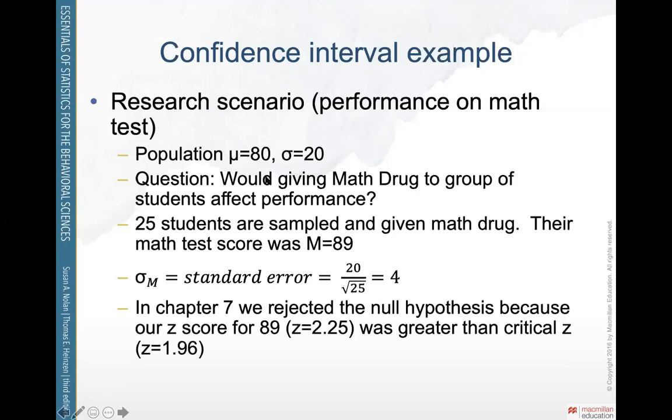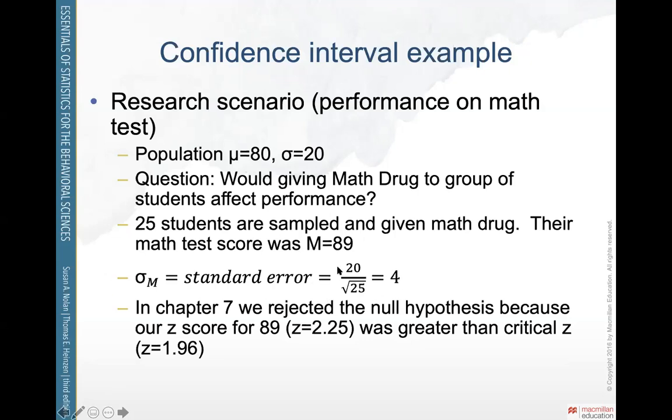So our population mean, just to remind us of this example from Wednesday, was 80. That's the score of people on the math test who didn't take math drug. The standard deviation was 20. The question we asked was, given math drug, does it affect people's performance on the math test? Our sample size was 25. The sample mean was 89. So this is the score of people that took math drug.